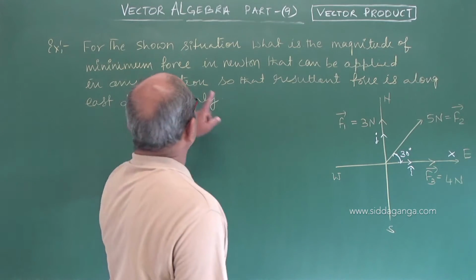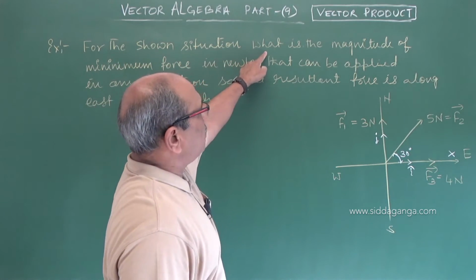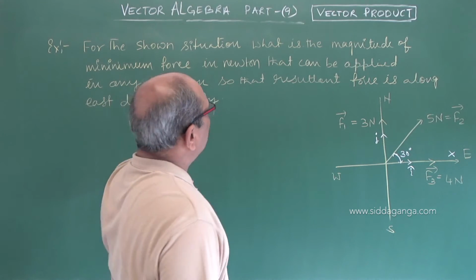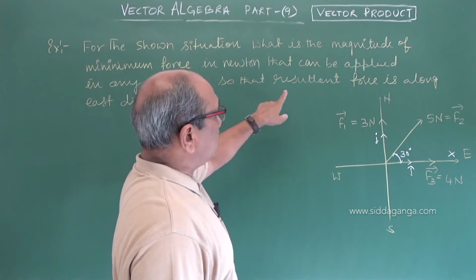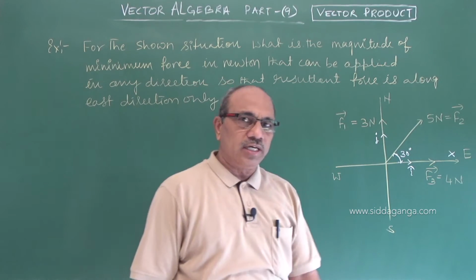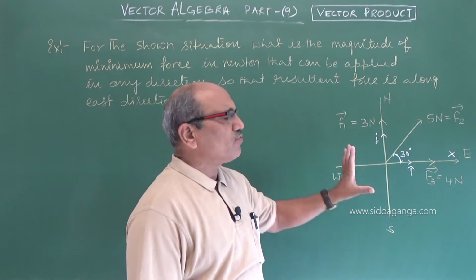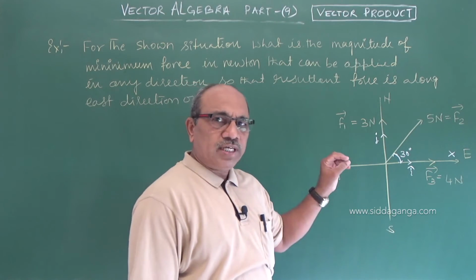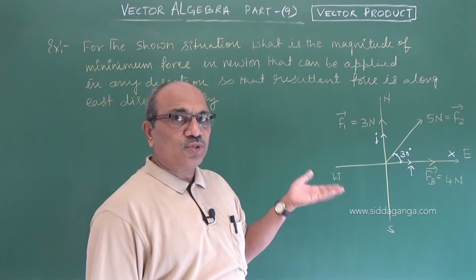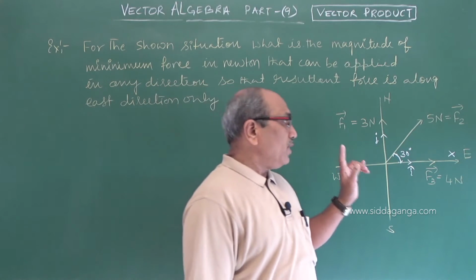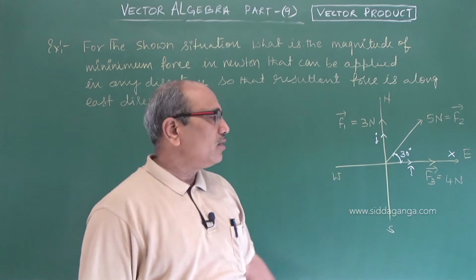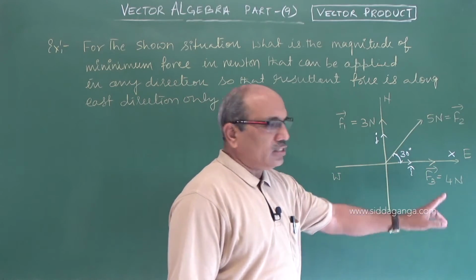Now the question is, in the shown situation, what is the magnitude of the minimum force required, which can be applied in any direction, so that the resultant force is along only the x-axis? That means I have to apply some force so that, after application of that new force, which is of minimum value, the final force is only along the east direction.